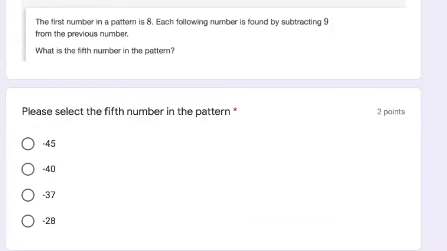The problem says that the first number in the pattern is 8. Each following number is found by subtracting 9 from the previous number. What is the fifth number in the pattern?